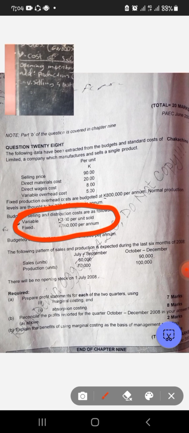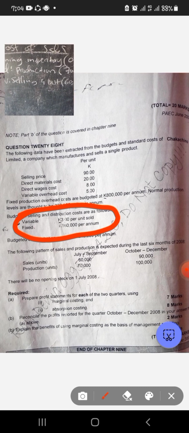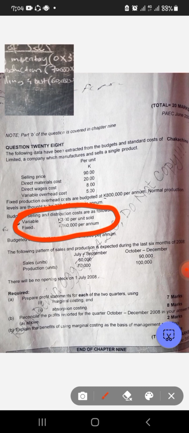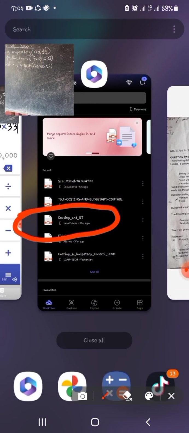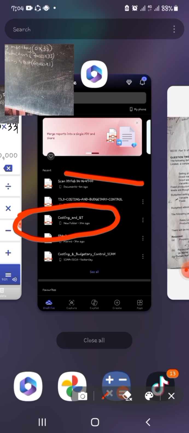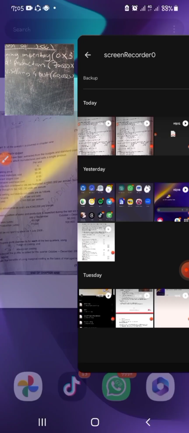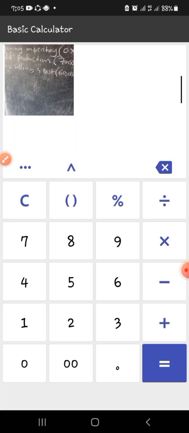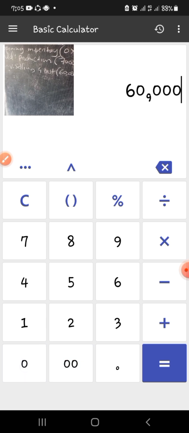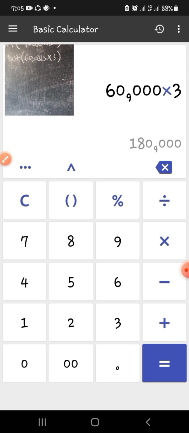It is 3 kwacha per unit sold. So you're going to get the units sold, which is 60,000, and when you multiply by 3, that's what you're going to have on your variable cost. Let's multiply the 60,000 times 3 kwacha. It's going to be 180 here as our variable selling cost.